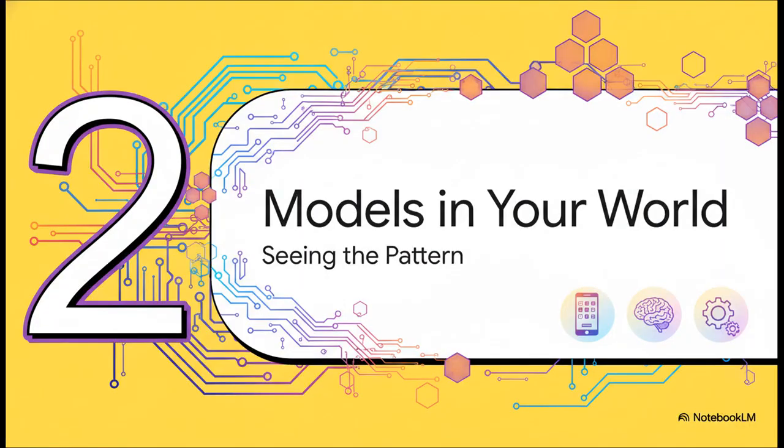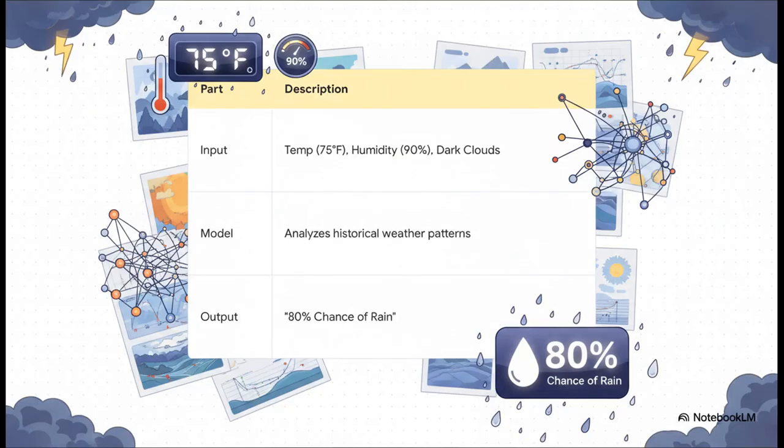Okay, so now that we've got the recipe down, let's look around. Because I promise you, once you know this pattern, you're going to start seeing it absolutely everywhere. In tech you use every single day. Take your weather app, for instance. The input, the ingredients, is all the current data. The temperature, the humidity, pictures of the clouds. The model, the recipe, is this huge system that has studied decades of weather patterns. It knows that when you mix these specific ingredients, you usually get a certain result. And the output, the final dish, is that prediction, 80% chance of rain.